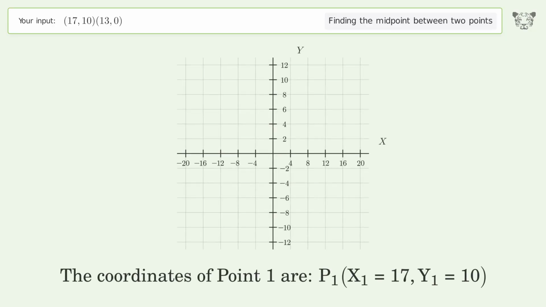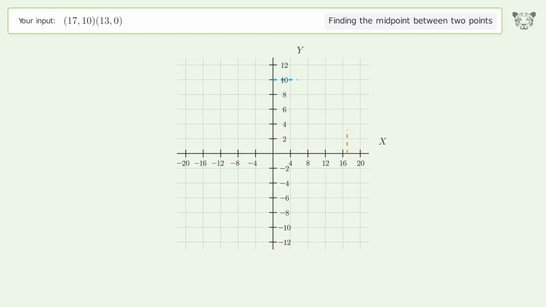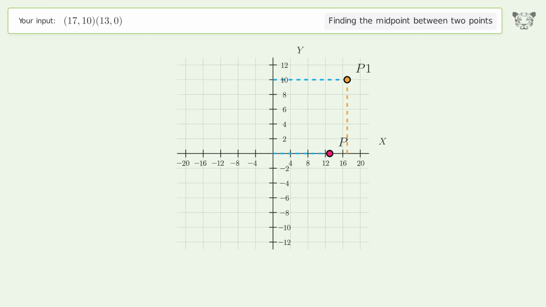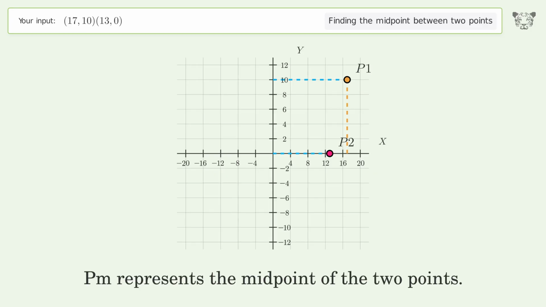The coordinates of point 1 are x1 equals 17, y1 equals 10. The coordinates of point 2 are x2 equals 13, y2 equals 0. PM represents the midpoint of the 2 points.